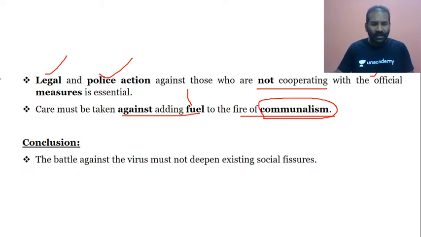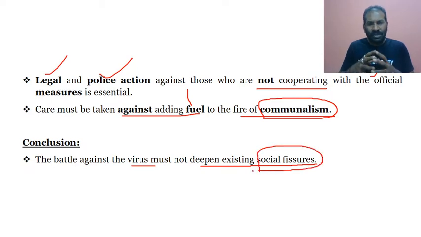And what we can conclude with this in regards to this editorial is that the battle against the virus must not deepen existing social fissures. So what is important is we need to keep aside any kind of social fissures, that is, any kind of social disturbances. We need to keep aside all those, and then what is important is only to go ahead with the war against the virus. That is the main thing. And then the social fabric has to be very intertwined.